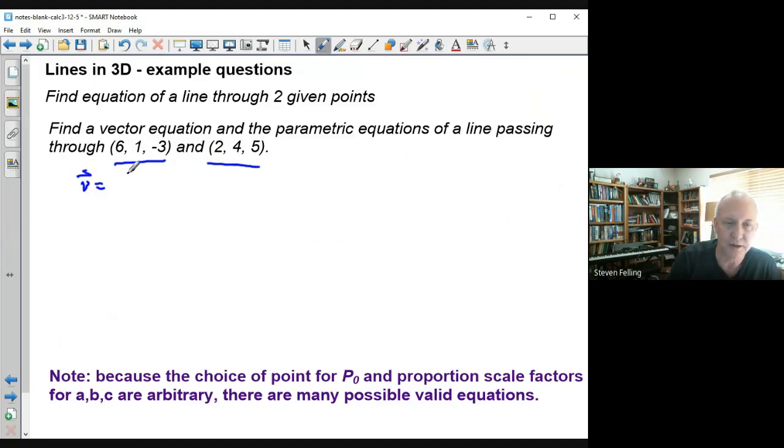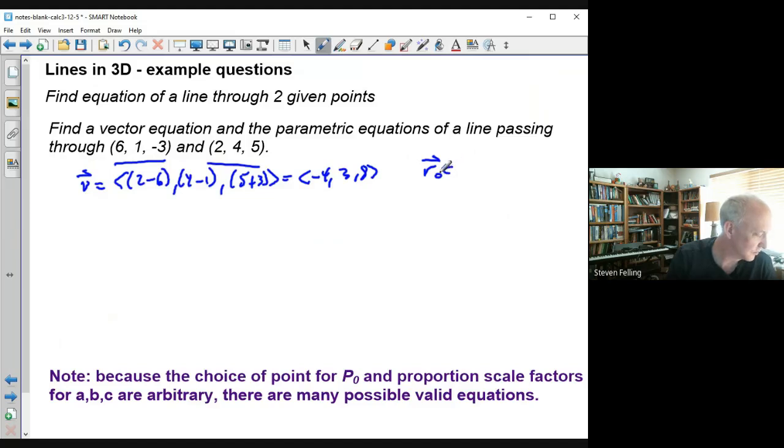So if I did that, the x component would be 2 minus 6, and the y component would be 4 minus 1, and the z component would be 5 minus negative 3. Right, so my direction vector would be negative 4, 3, 8. And then I need to pick a point on the line to use as the initial point. It doesn't matter which one I use. Let's go ahead and use this one. Then that means the corresponding initial position vector would be 6, 1, negative 3.